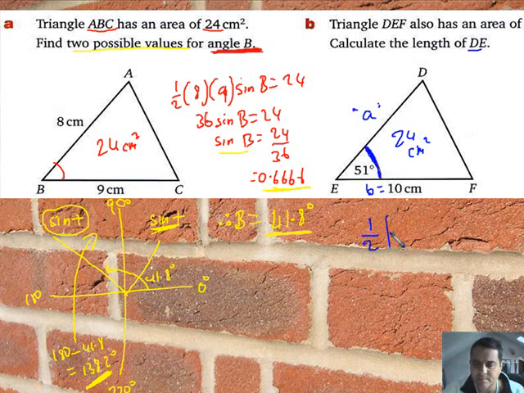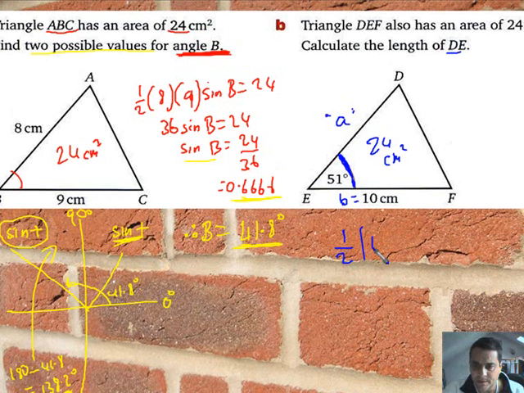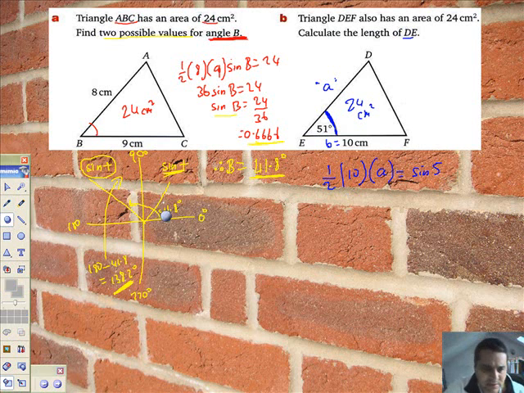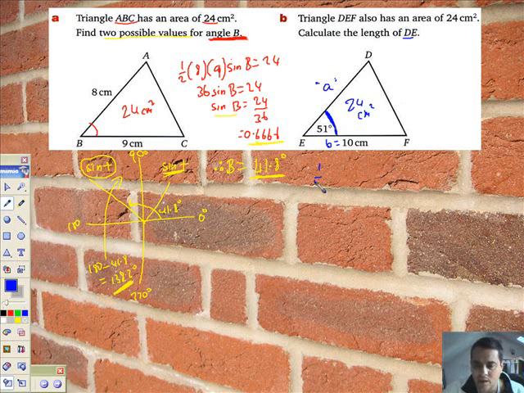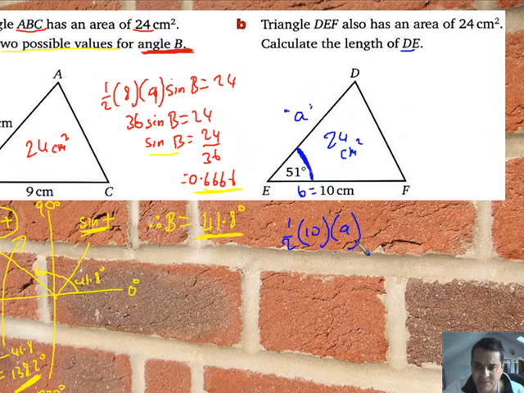Half times 10 times A equals the sine of 51. That's not right, is it? Let's just rub it out. Made a mistake. Get rid of it quickly. Do it again. So area: half times 10 times mystery A times the sine of 51 degrees will give us 24.